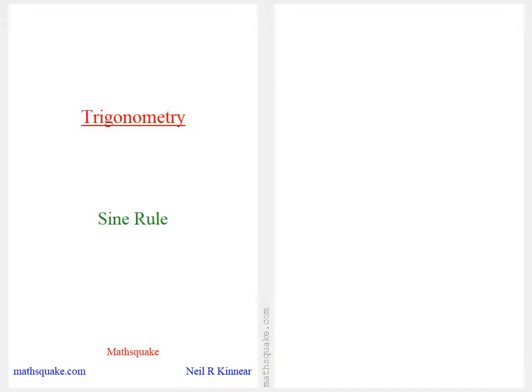Trigonometry, the sine rule. Sometimes we want to work out missing sides and angles of a triangle when the triangle does not have a right angle in it. We cannot use ordinary trigonometry, but we do have two rules that we can use. One is called the sine rule and one is called the cosine rule. We're going to look at the sine rule.